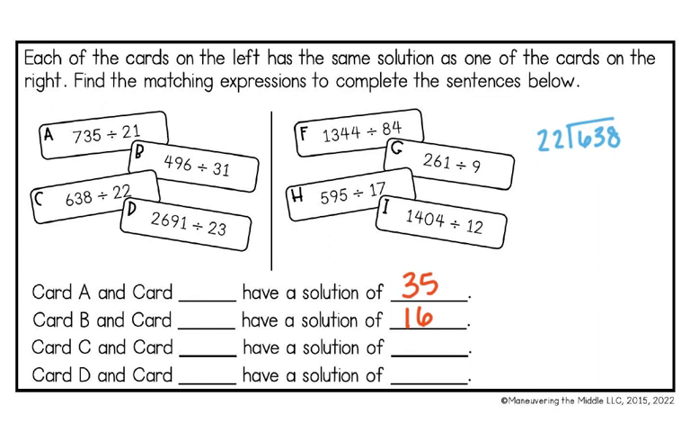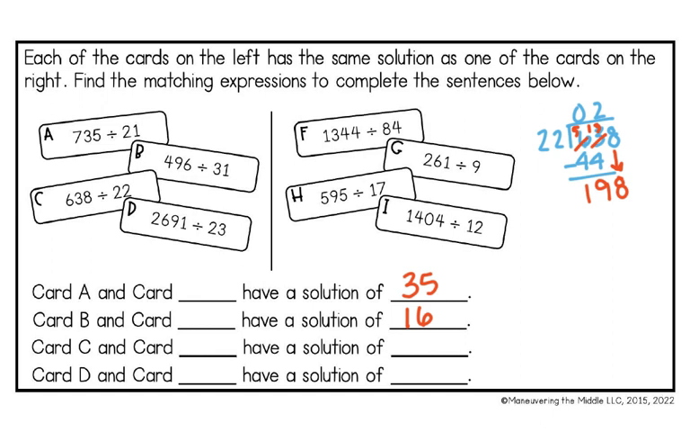22 cannot go into 6, so I'm going to put a 0. 22 can go into 63 twice. 2 times 22 is 44. Now I'm going to subtract. We have 3 minus 4, which I can't do, so we're going to borrow from the 6. That becomes a 5. The 3 becomes a 13. 13 minus 4 is 9. 5 minus 4 is 1. Bring down my 8. We have 198.